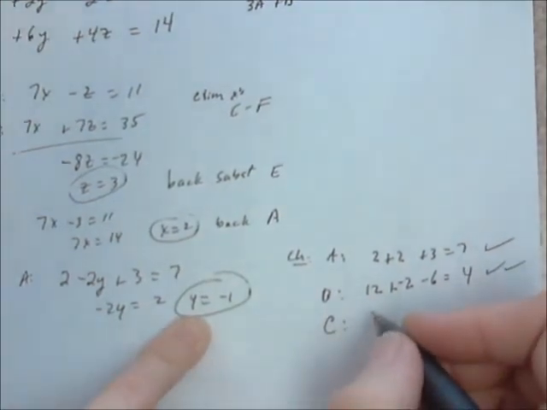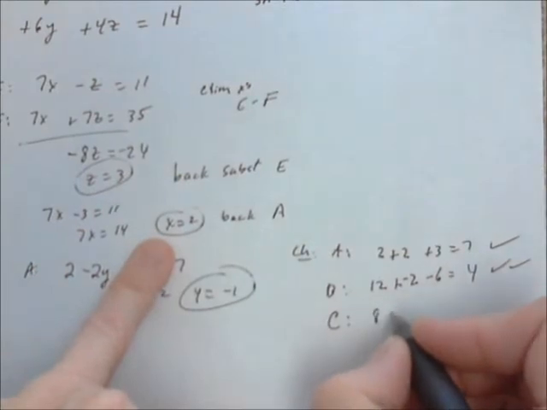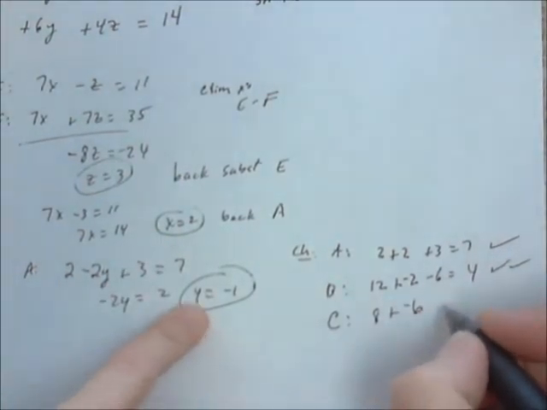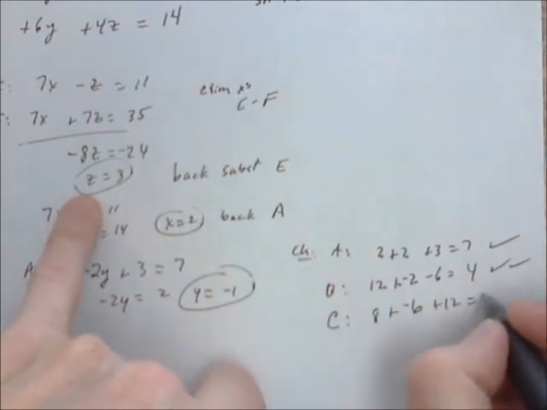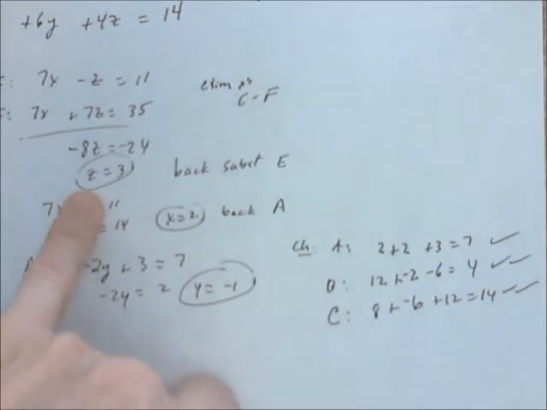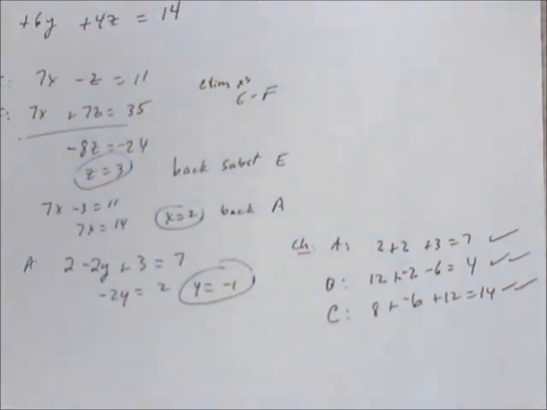And equation C says 4x, which is 8, plus 6y, which is negative 6, plus 4z, which is 12, equals 14. 8 minus 6 is 2. 2 and 12 is 14. So that one checks. So there's our system of equations.